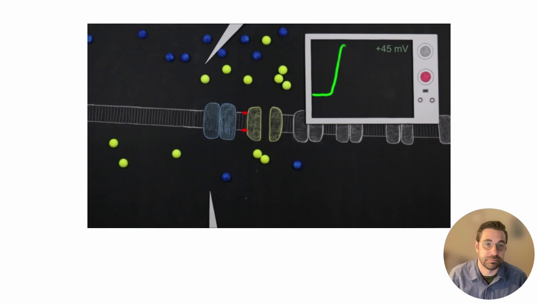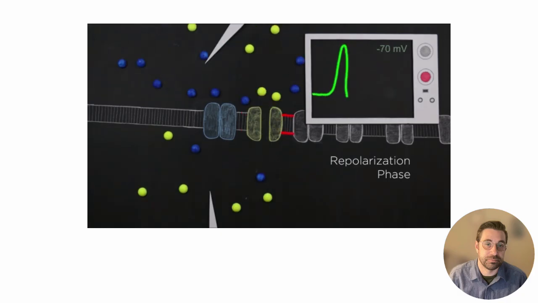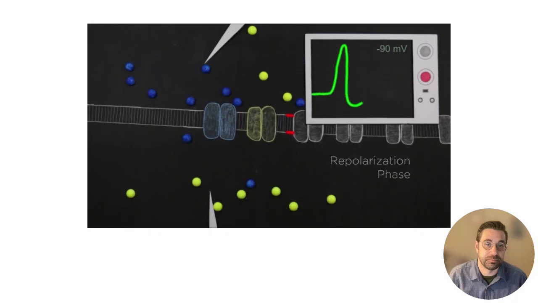But the potassium channels are still open, so potassium continues to leave through the membrane. This is the beginning of the repolarization phase of the action potential. Potassium continues to leave through the membrane until such a time that the cell is repolarized and the potassium channels begin to close. The closing of the potassium channels marks the end of the repolarization phase of the action potential.